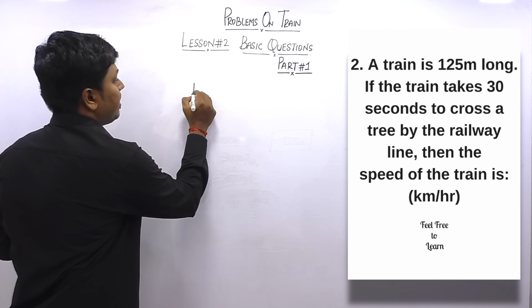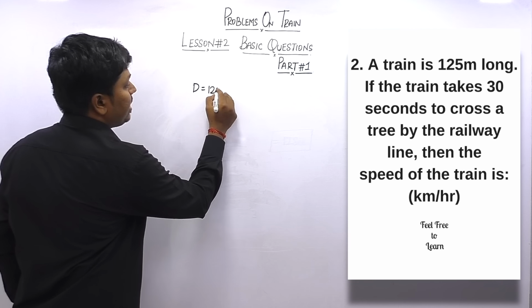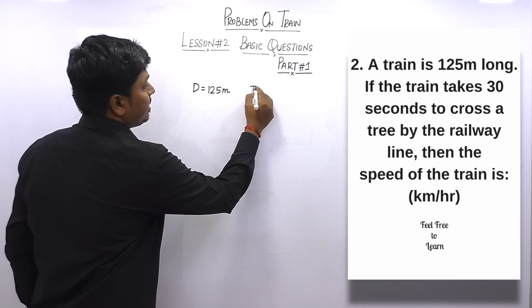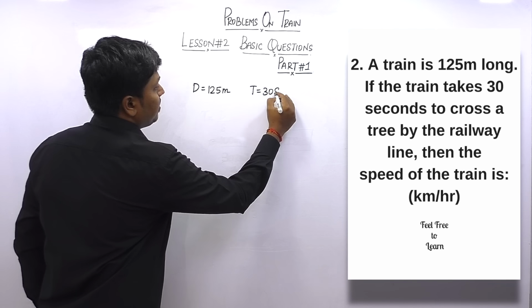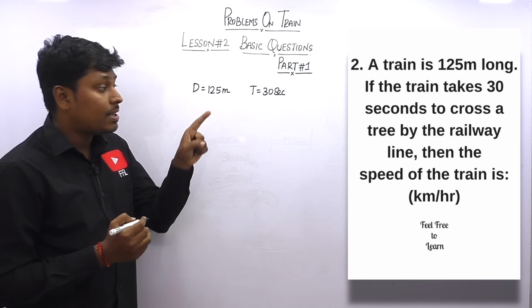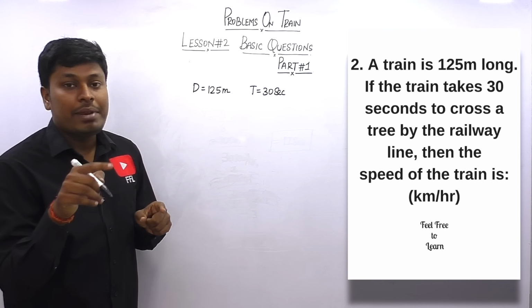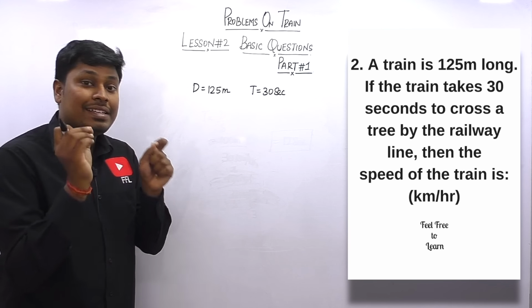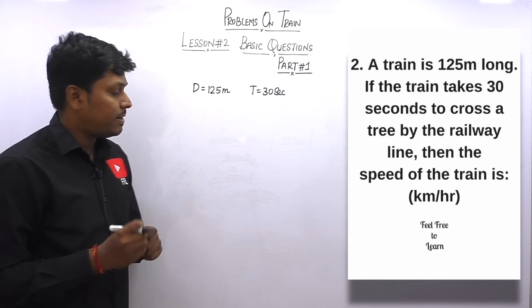So distance is equal to length of the train, which is 125 meter, and the time taken is given 30 seconds. By using this data, our target is to find the speed. Remember that speed they have given in kilometer per hour, which means our target is to find the speed in kilometer per hour, right?